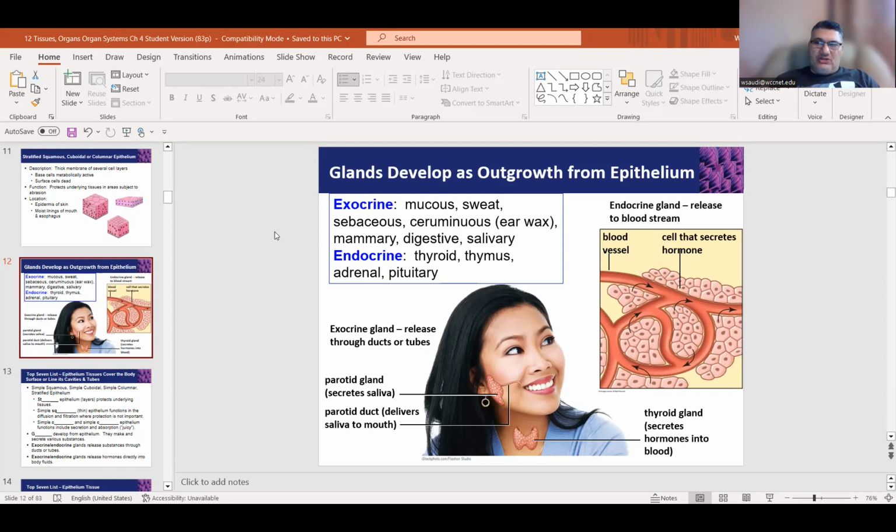Glands. Remember when we talked about the epithelial tissues in the beginning, I told you it can be in different things, including covering, lining, glands. Remember it this way. Covering, lining, glands. Just to make it simple. What is epithelial tissue? Covering, lining, glands. Glands. These are the glands.